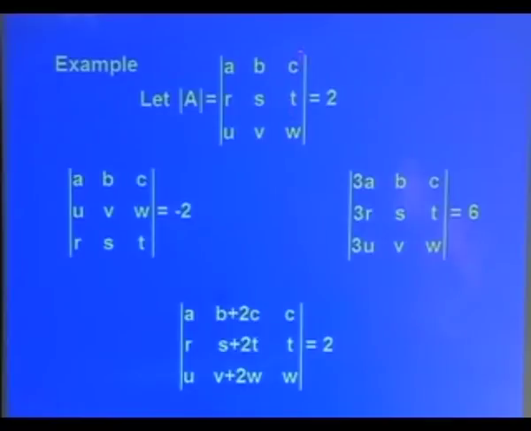Now, this matrix is obtained by replacing the second column as b plus 2c, s plus 2t, v plus 2w. This is actually obtained by adding 2 times the third column to the second column, C2 plus 2 times C3. So, each element of the second column will become b plus 2c, s plus 2t, v plus 2w, and the result will not be changed, it will remain as 2 only. So, this determinant and this determinant both have value 2.